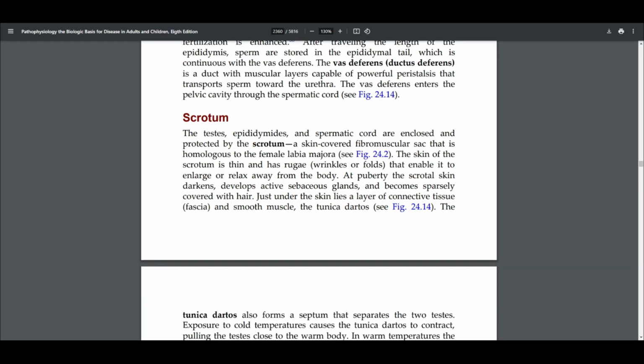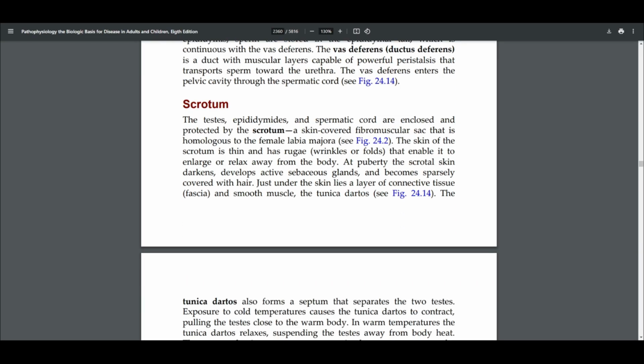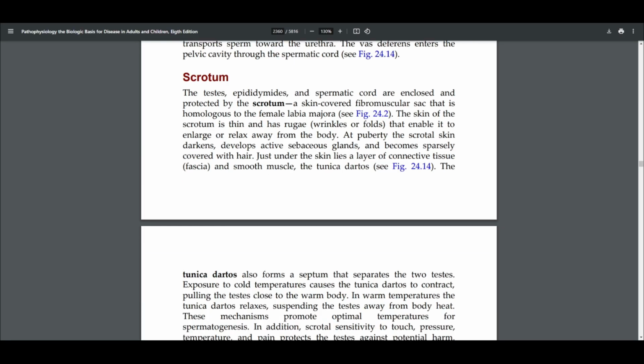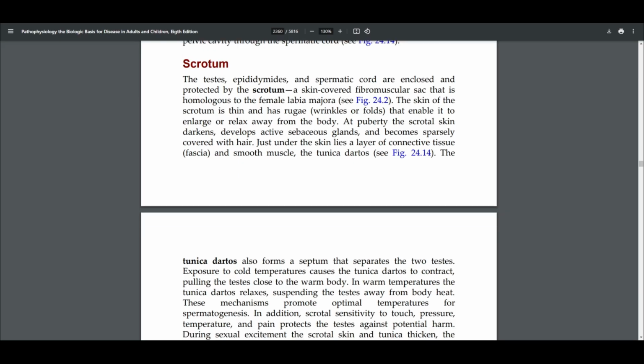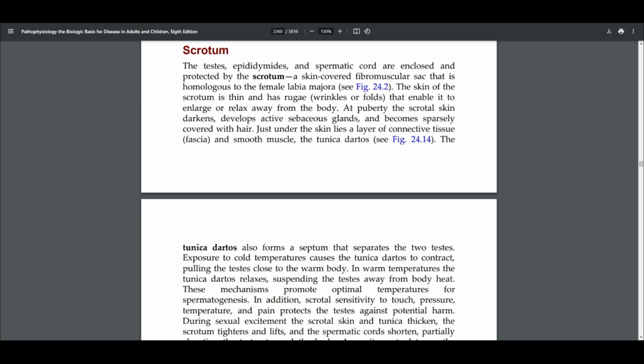That brings us to the scrotum. The testes, epididymis, and spermatic cord are enclosed and protected by the scrotum, a skin-covered fibromuscular sac that is homologous to the female labia majora. The skin of the scrotum is thin and has rugae that enable it to enlarge or relax away from the body. At puberty, the scrotal skin darkens, develops active sebaceous glands, and becomes sparsely covered with hair.